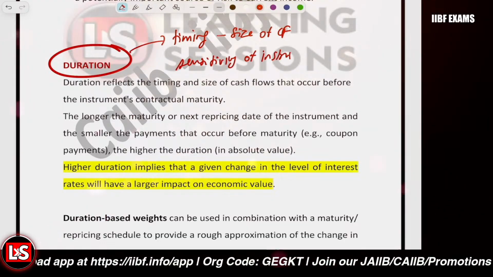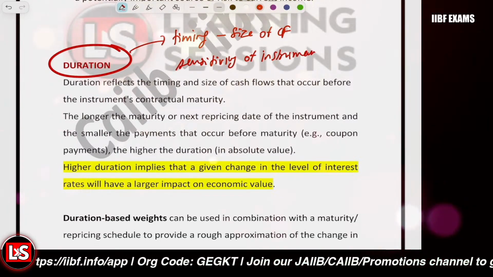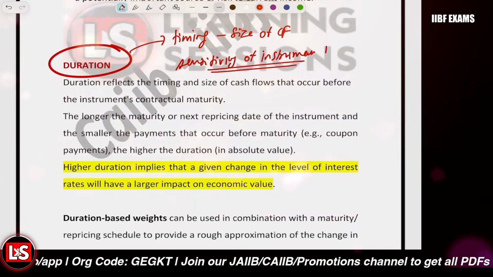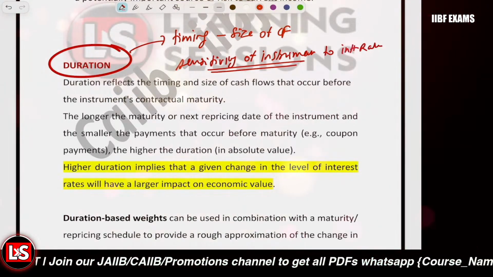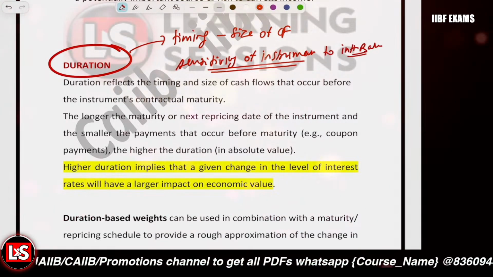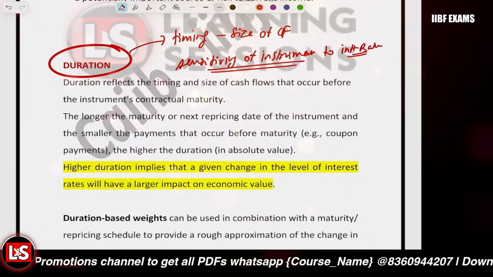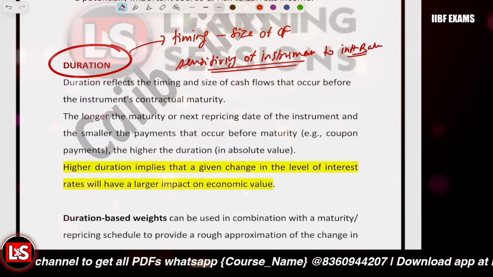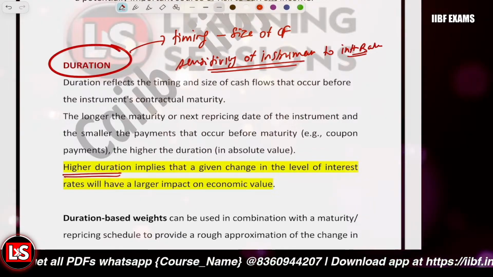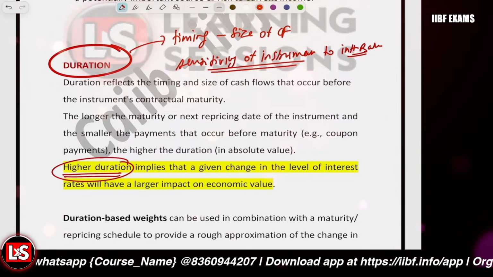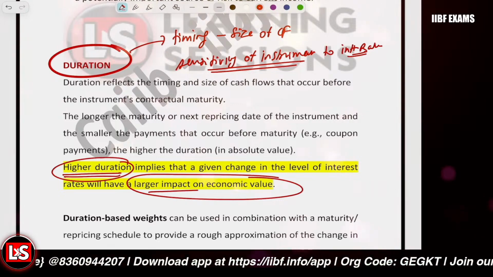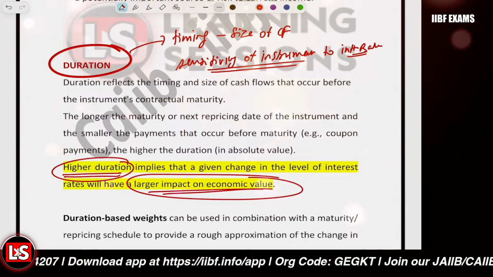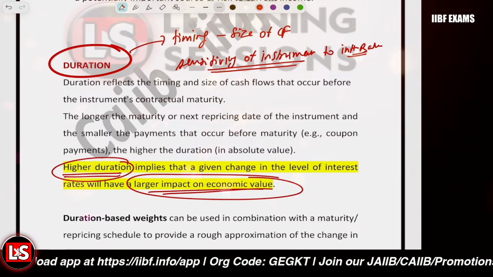We look into the sensitivity of the instrument to the interest rate, like what amount of interest rate change will further impact this particular instrument. So higher duration means higher sensitivity. Higher duration basically means higher sensitivity, and it will have a larger impact on the economic value, right?